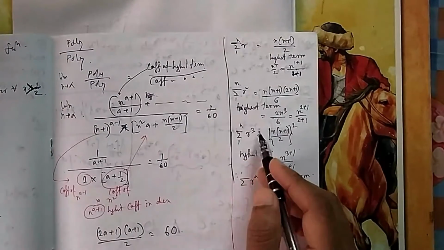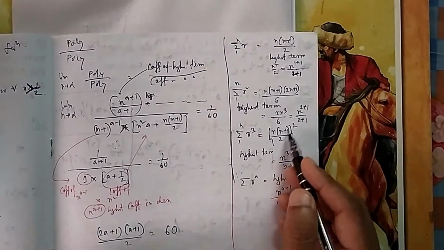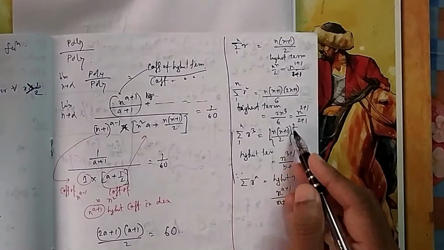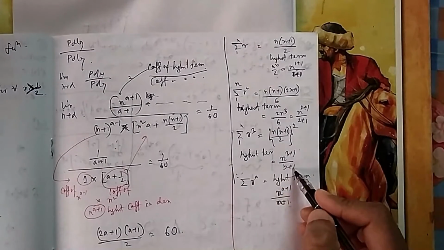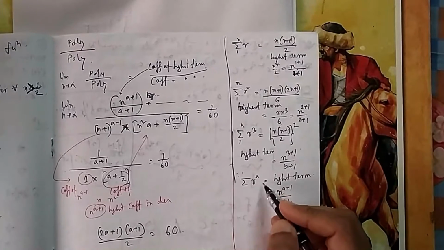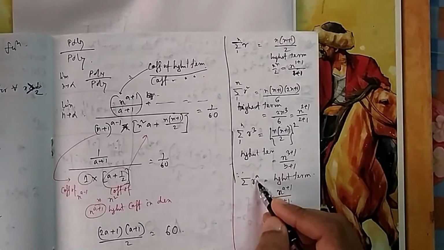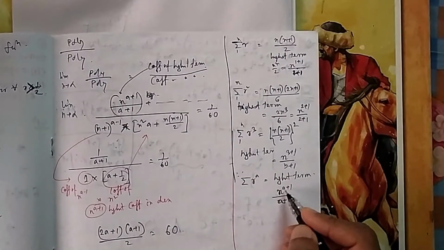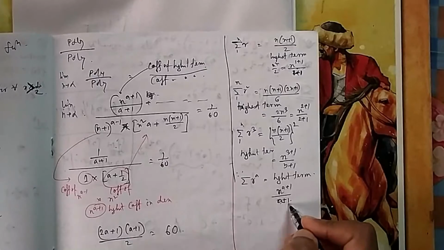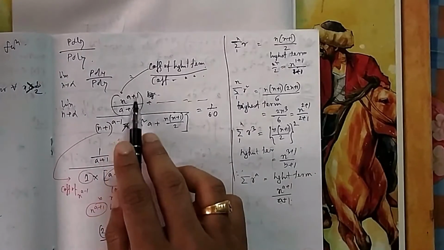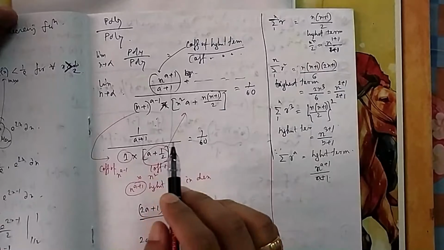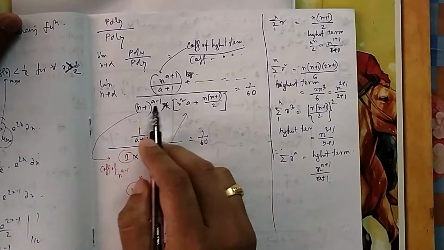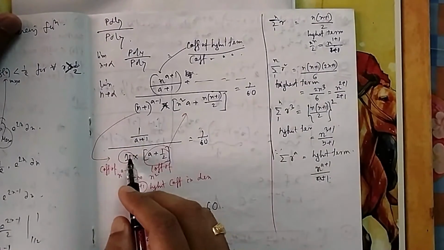One more thing: 1 cube, 2 cube, 3 cube has this formula. So what is the highest term? It is n to the power 4 divided by 4, that is n to the power 3 plus 1 by 3 plus 1. So accordingly, you can now find the highest term of summation r to the power a. It will be n to the power a plus 1 by a plus 1. So the highest term in the numerator is n to the power a plus 1 by a plus 1, and this is the denominator portion. What is the highest term here? n to the power a minus 1.